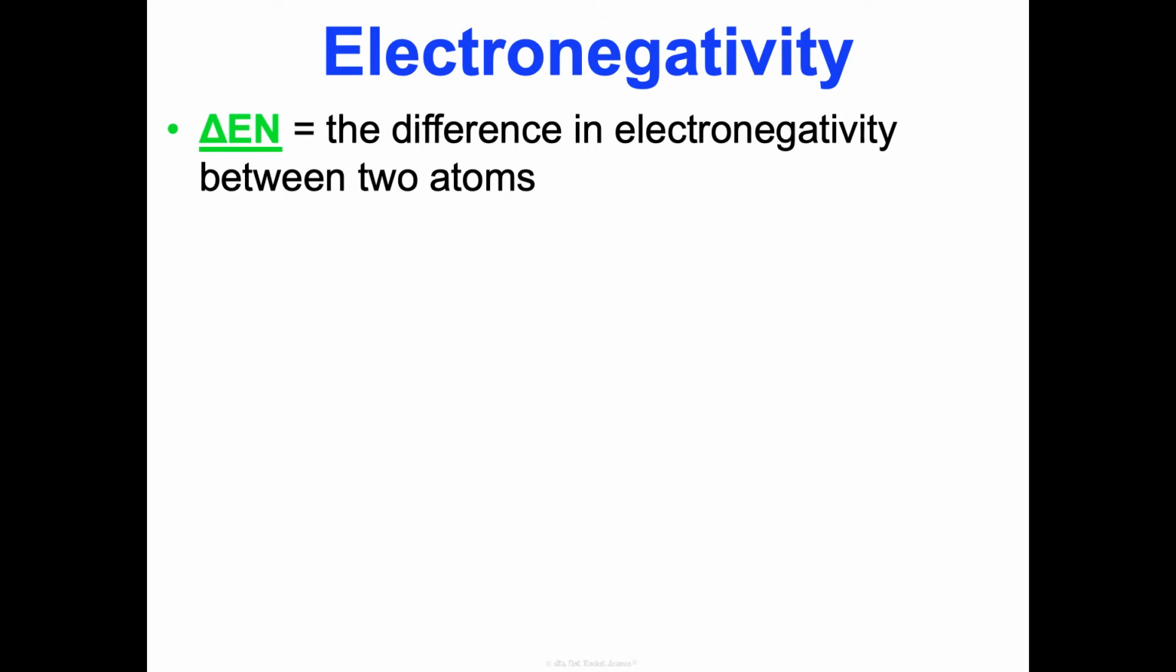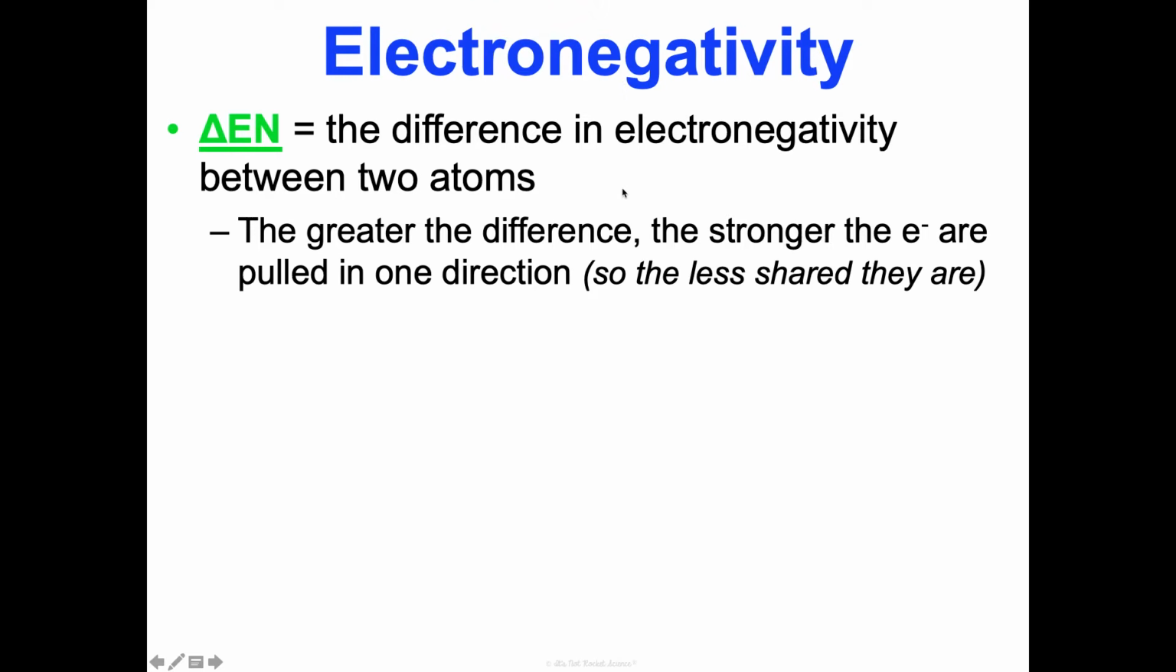Now, one cool thing we can do, and this is going to come up a lot in our next unit where we talk all about bonds, is calculate the difference in electronegativity between two atoms. So the delta EN, the change in electronegativity between two atoms. The greater the difference, the stronger the electrons are going to be pulled in one direction, so the less shared they are. And if there's not a very big difference at all, then they'll be very equally shared.